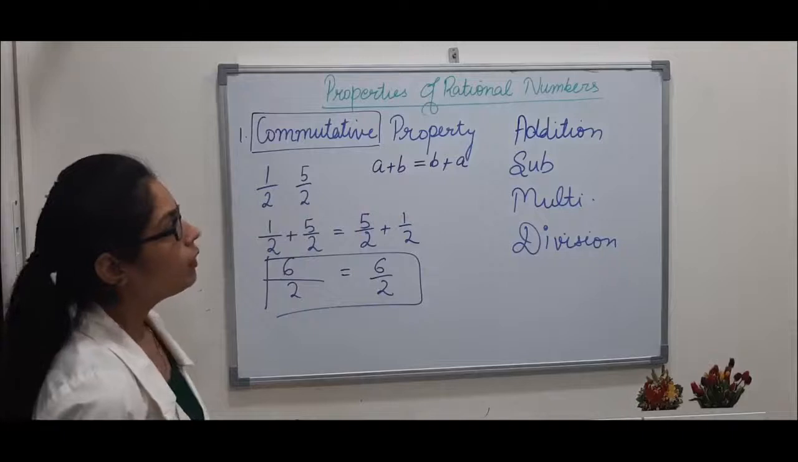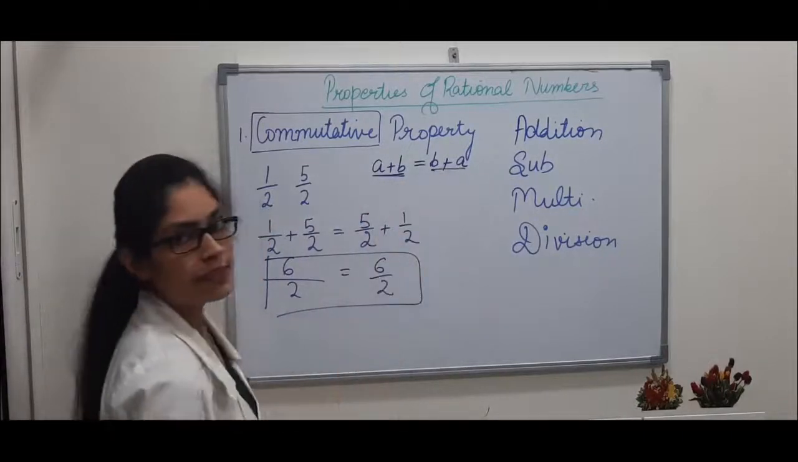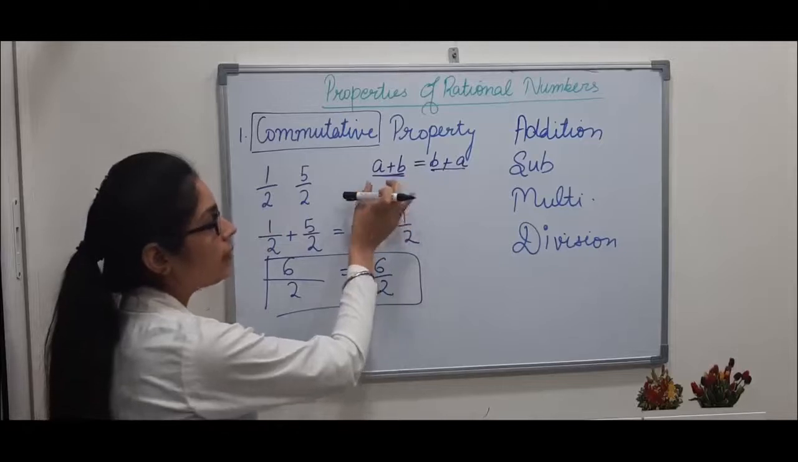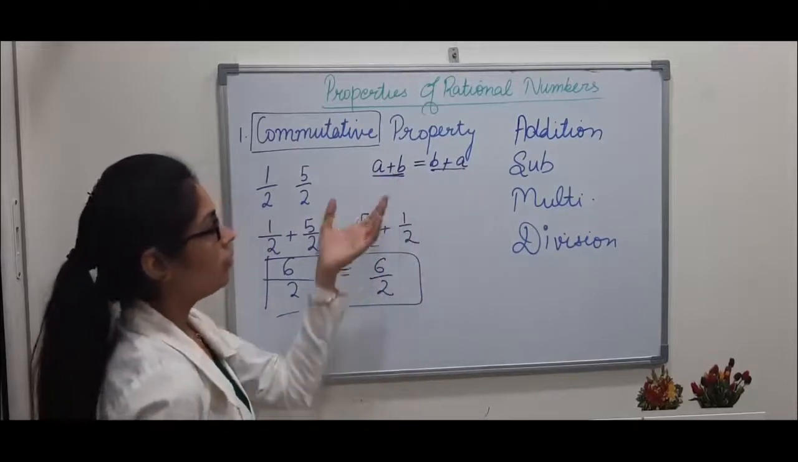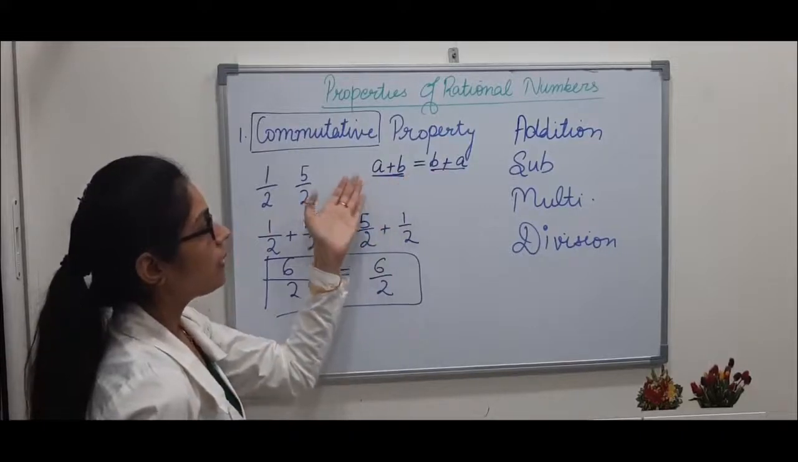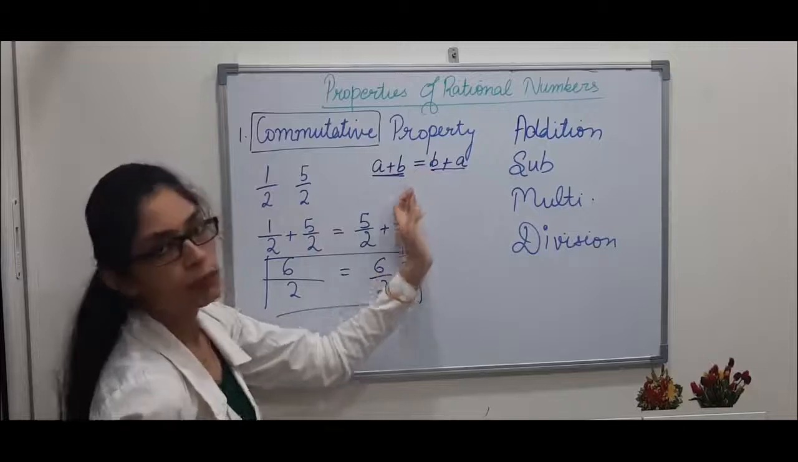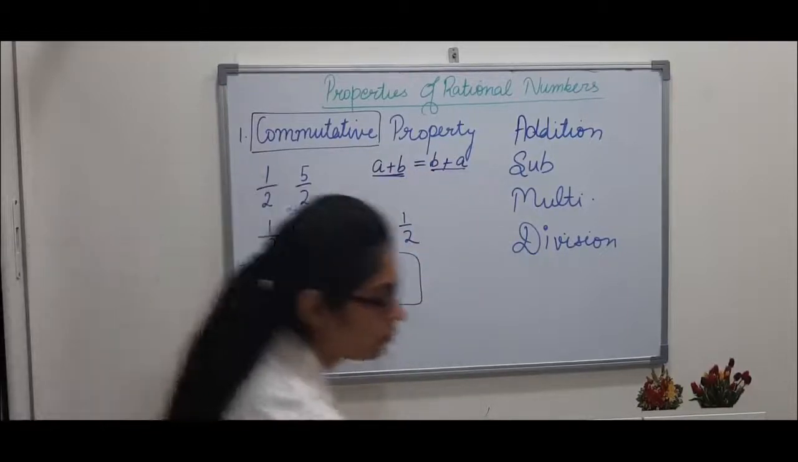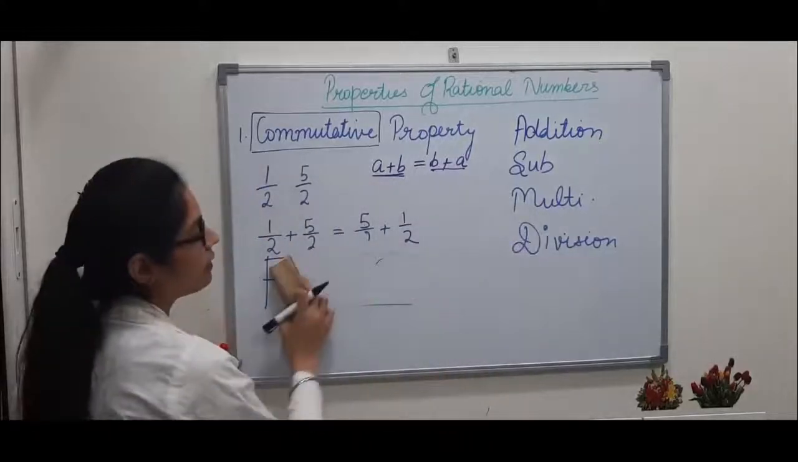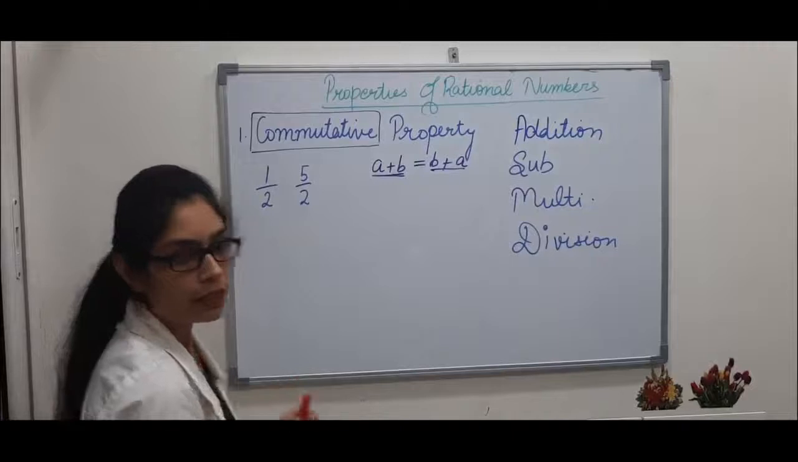You have to make sure that the sign of the two numbers should not be changed. Only thing is that you have to do rearrangement of the numbers. If in the first case you are placing a at the first and b at the second, then you have to place b at the first place and a at the second place. Like this you have to do. Do not change the signs of the given numbers. Only the number should be rearranged.